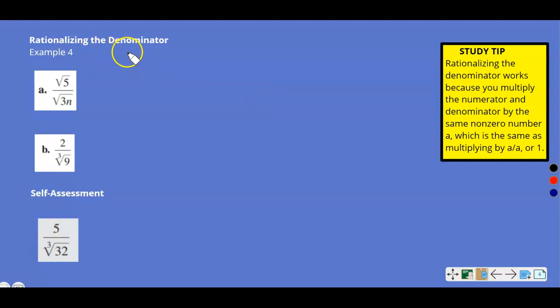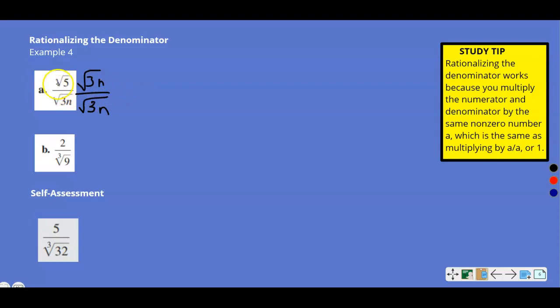So to rationalize your denominator means we need a rational number here, which means we cannot have a square root in the denominator. So for part a, I can multiply the top and the bottom by square root of 3n. Okay, so square root of 3n over the square root of 3n is equal to 1. If you multiply anything by 1, you're not changing it. Okay, so this is just an equivalent form.